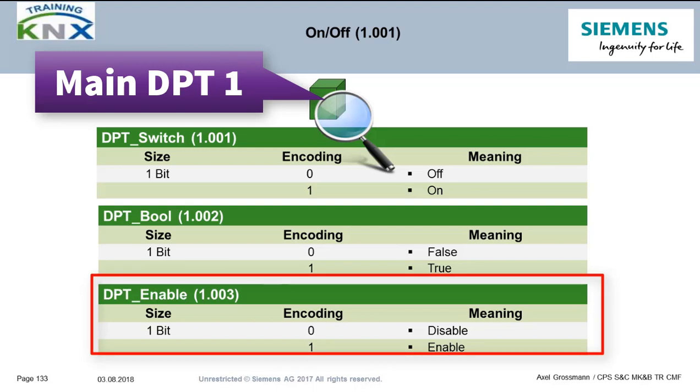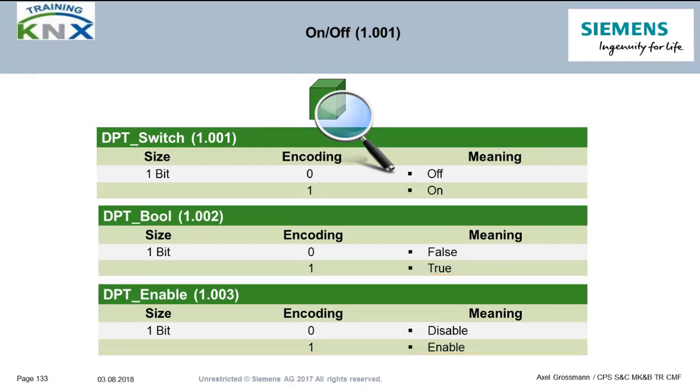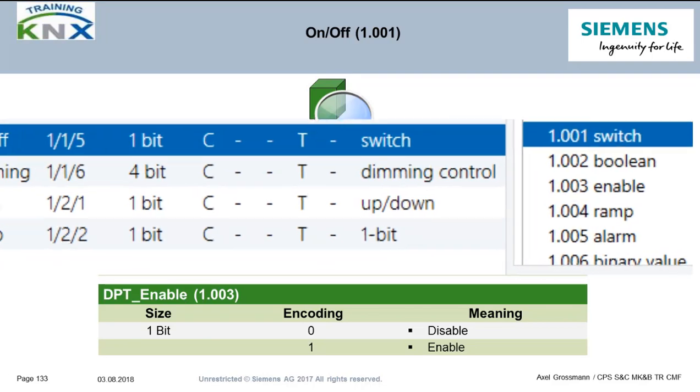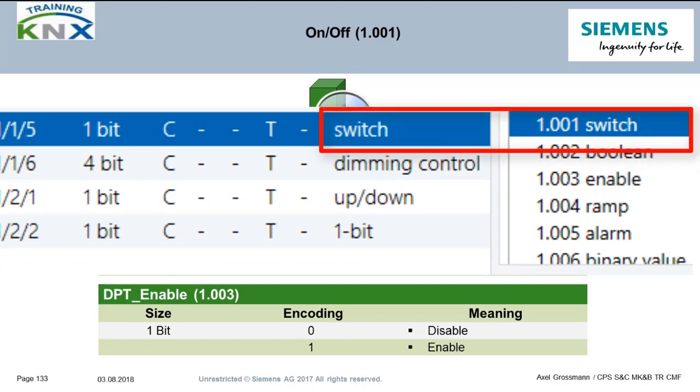DPT 1.003, however, can be mutually interpreted. It describes disable and enable. Here it is really important to have a fixed rule being mandatory for all manufacturers. 0 means disabled, 1 means enabled. Where can you see which data point type is applicable for a certain function? Well, it is in the properties of each communication object. There it is either already configured by the manufacturer of the application program, or you can set up this property on your own as required.